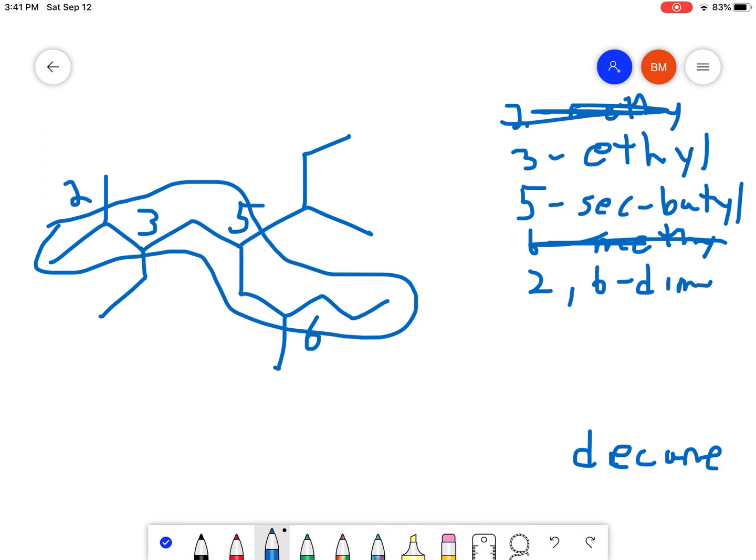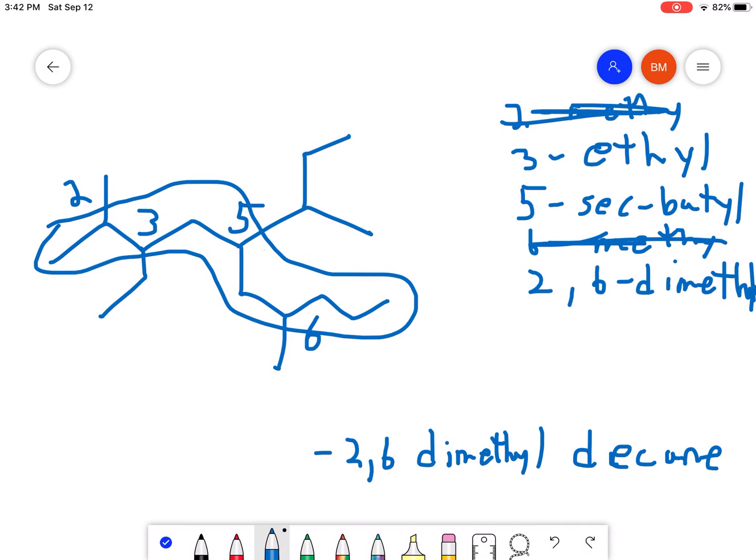All right. So let's look at these. We have E for ethyl, B for sec-butyl, and M for dimethyl. All right, so dimethyl is going to be last, so I'm just going to go ahead and write it down here. Dimethyl at 2 and 6.